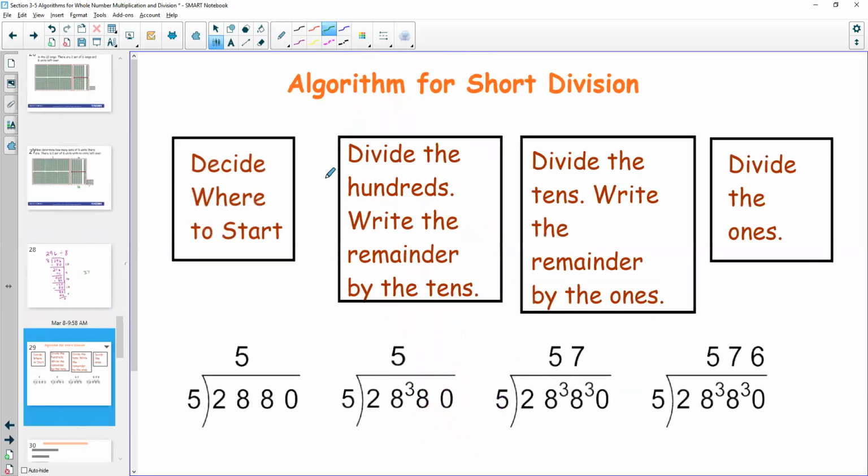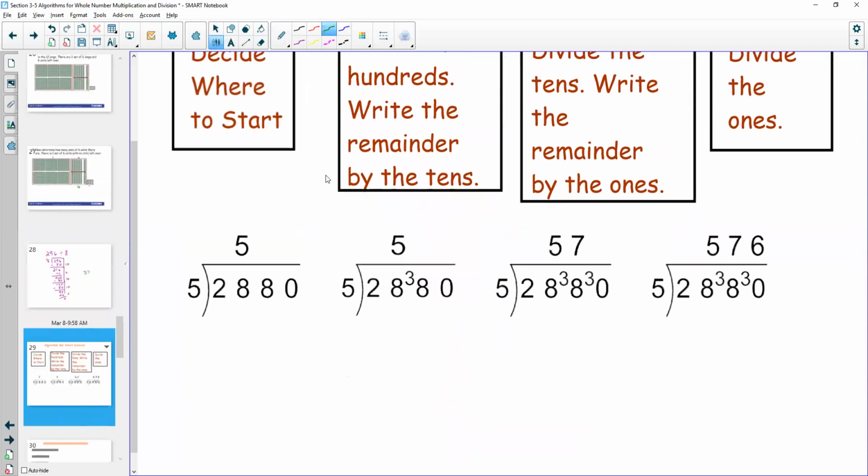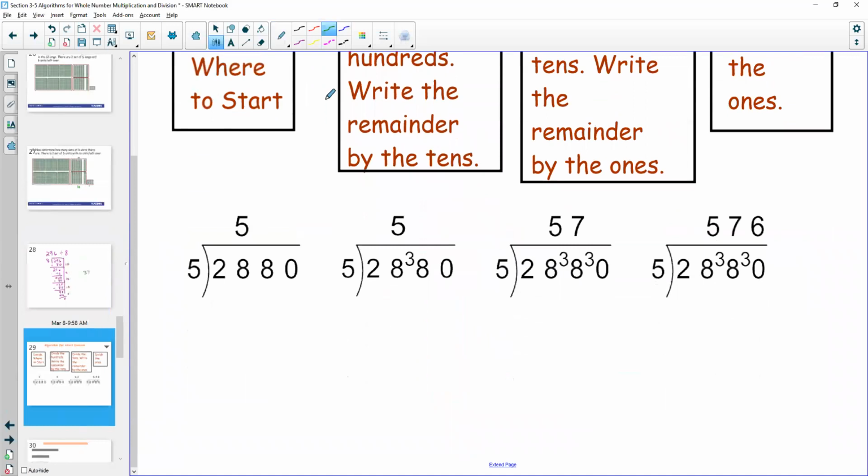Short division is sort of like long division without all the work. I'm actually going to do it below here so you can see it work. So I'm doing 5 into 2,880. Okay, start here. So you go, 5 goes into 28.